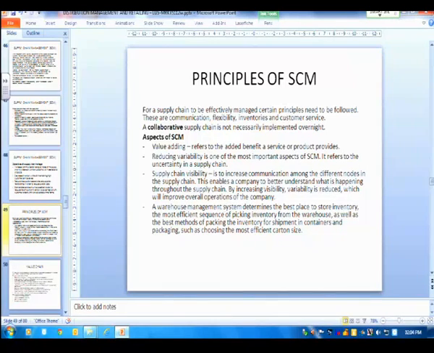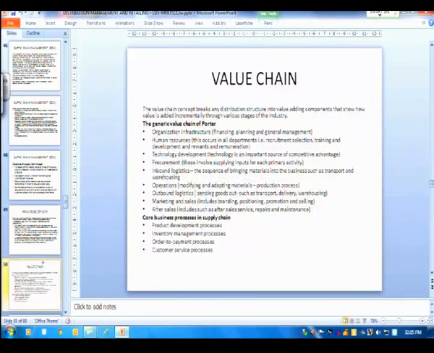And then a warehouse management system determines the best place to store inventory, the most efficient sequence of picking inventory from the warehouse, as well as the best methods of packaging the inventory for shipment in containers and packaging, such as choosing the most efficient carton size.